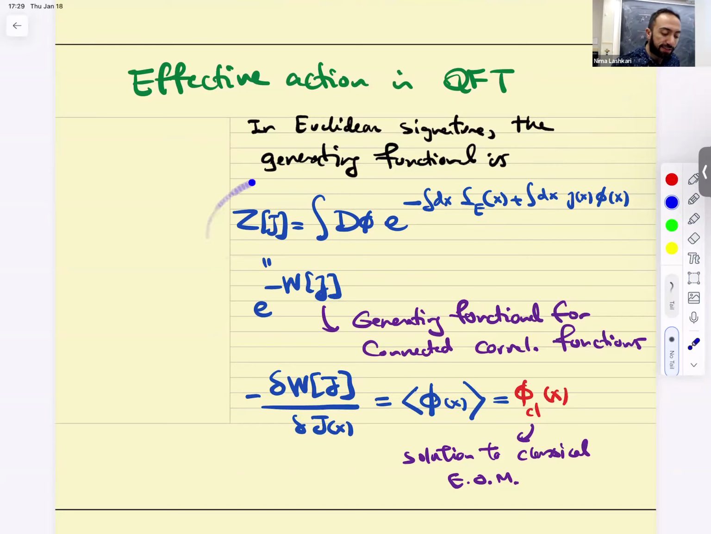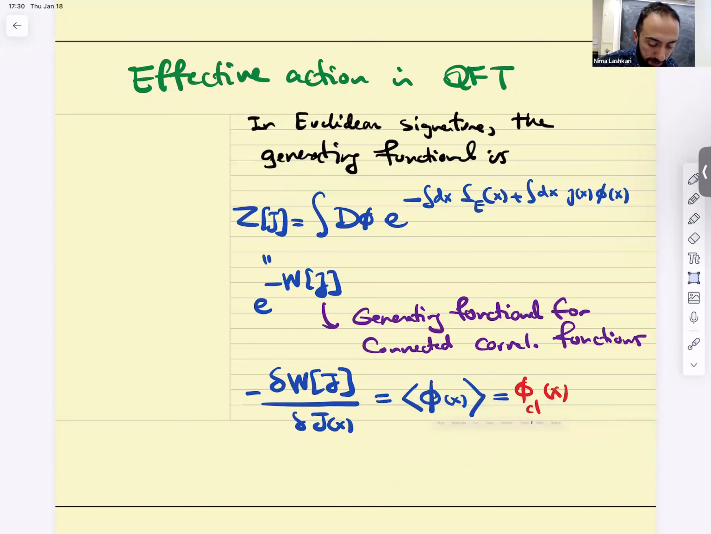We said that this is the generating function for correlation functions. The e to the minus W of J is like the free energy kind of thing. That's the generating function for connected correlation functions. In particular, minus del W del J is phi classical, the one-point function.